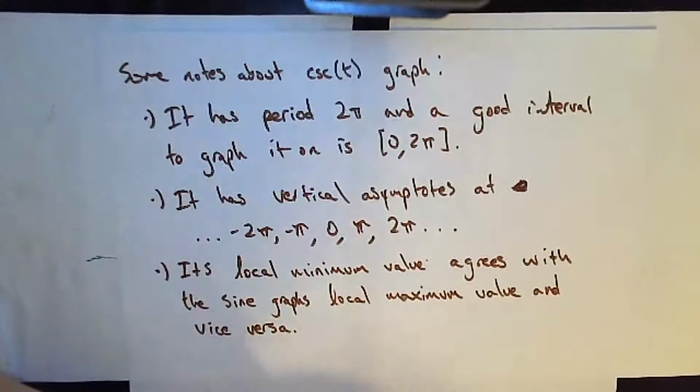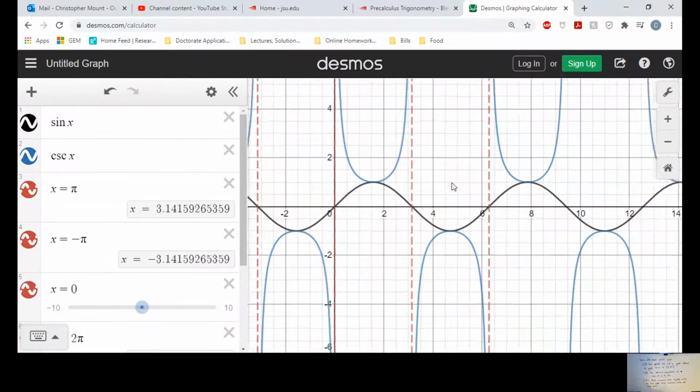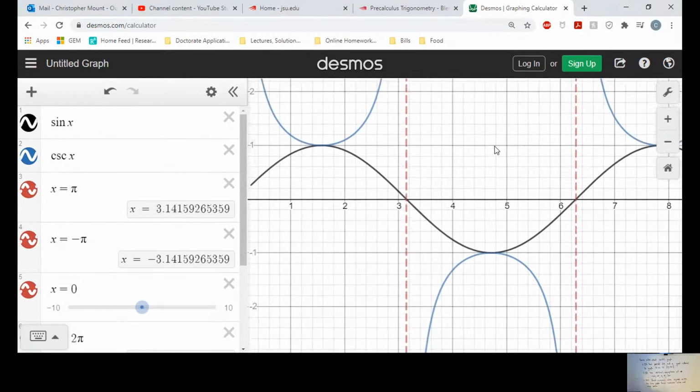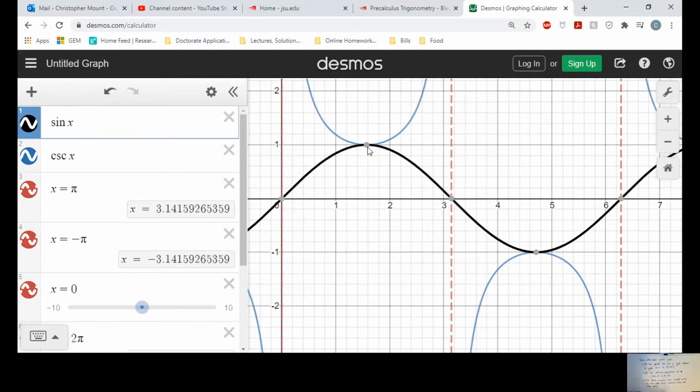Let me show you what I'm talking about here. So just considering these two here. Right here, for the black sine x curve, the local maximum right here is 1. And for the blue curve at this point, its local minimum is 1. So the local maximum of sine at this point is agreeing with, that's where they overlap. That's the one and only point where they touch, right? The highest point of sine becomes the lowest point of cosecant.